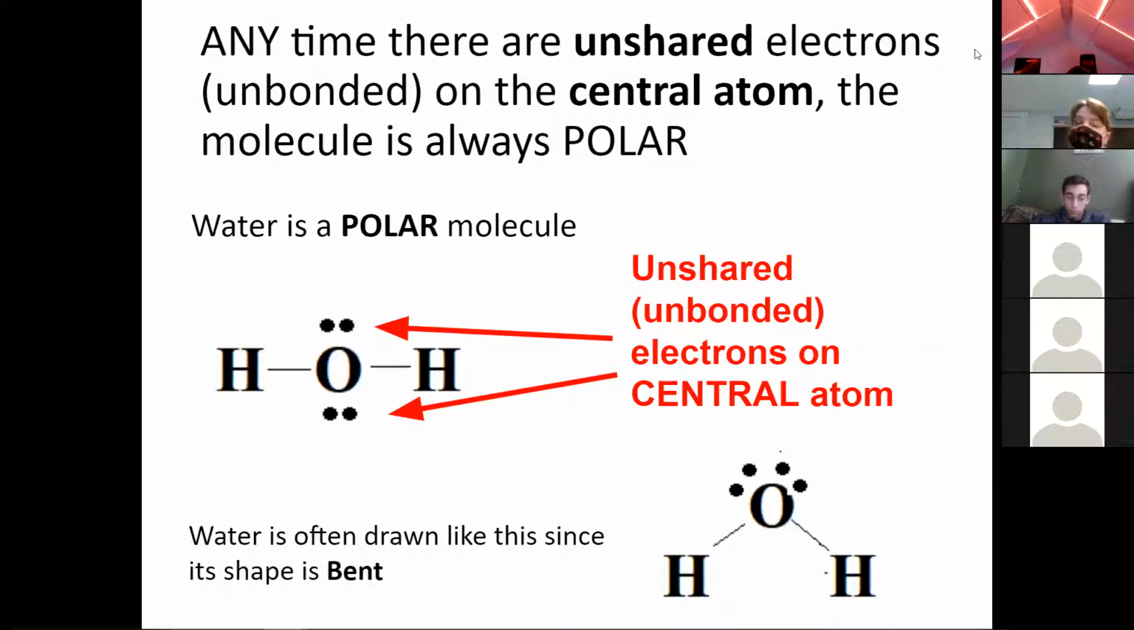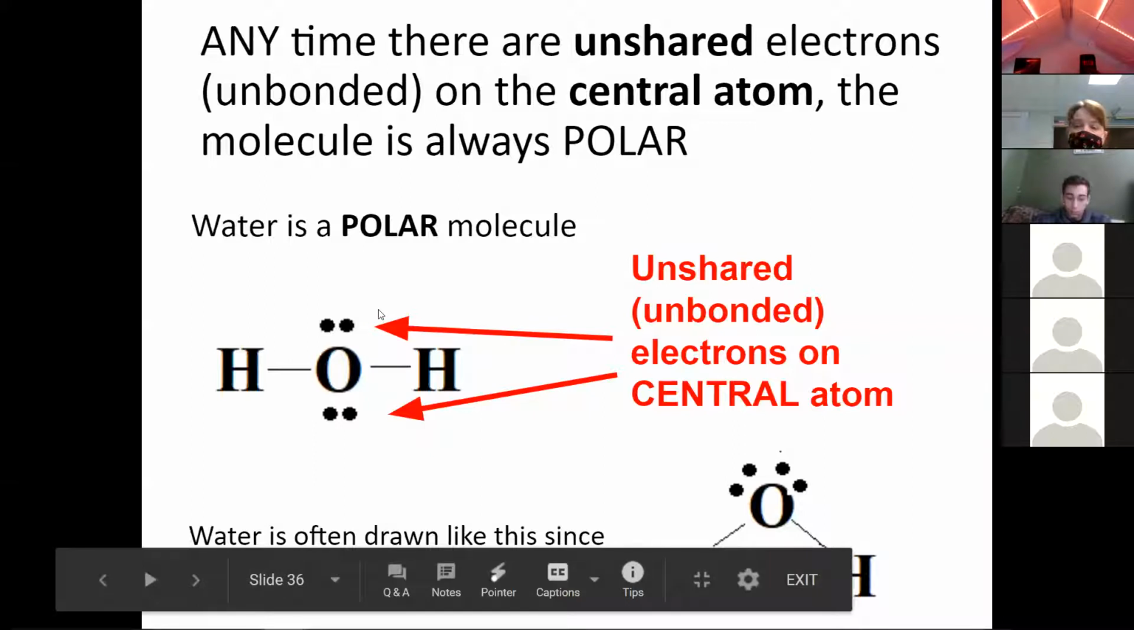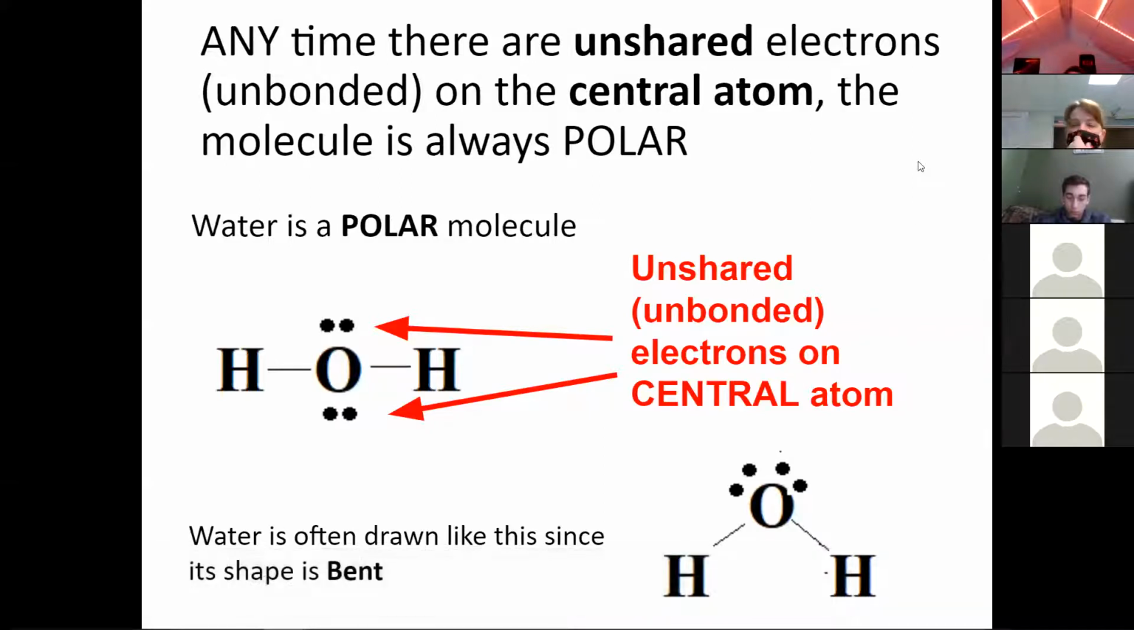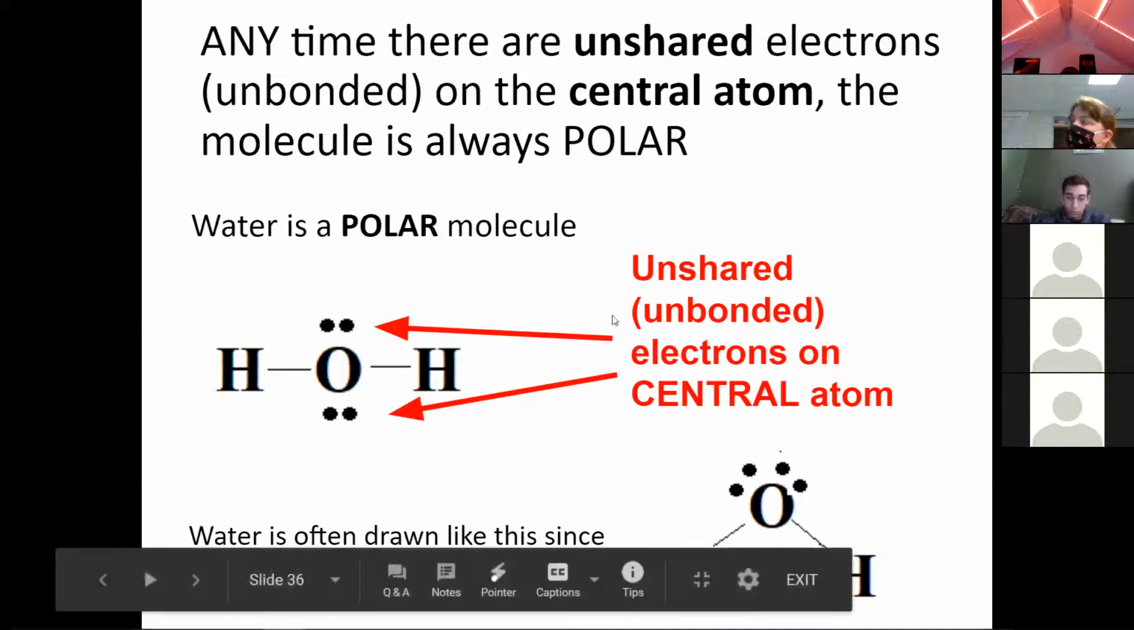You'll often see water drawn like the bottom picture here in a bent shape. Either one of these electron structures are the same. They both give you the same shape and they both give you the same polarity, but it's a little easier to see when it's drawn like the bottom picture why things are not the same around the outside. Okay, but all you have to do is look for those unshared pairs.